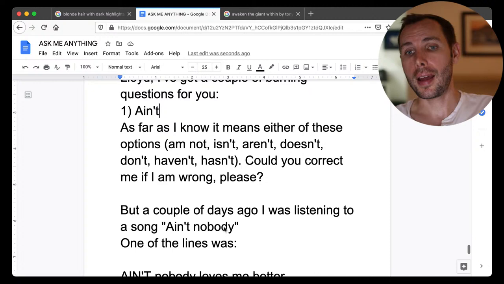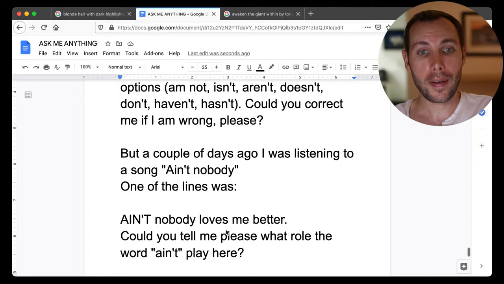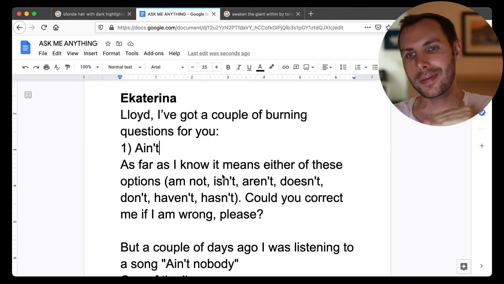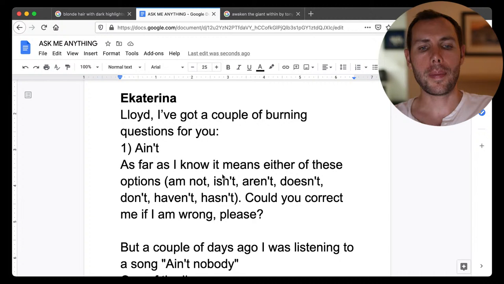Ain't nobody, or ain't no mountain high enough, right? It's a good one, classic song. So you hear it in songs quite a lot, but in conversation, I don't really use it myself. And if you do use it, it sounds a little bit lower class, in my opinion, not to offend anybody.